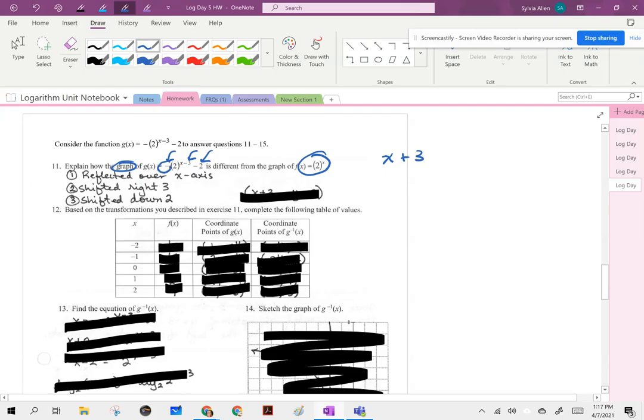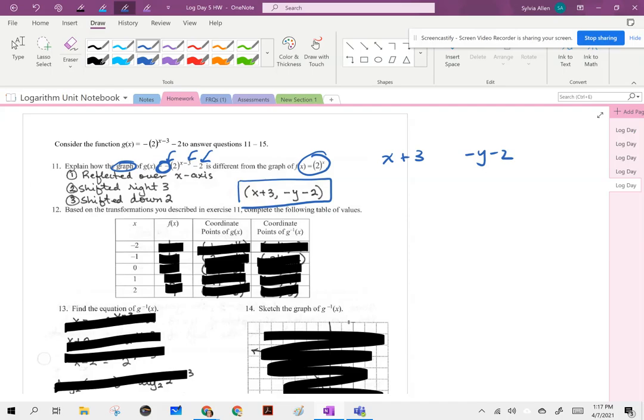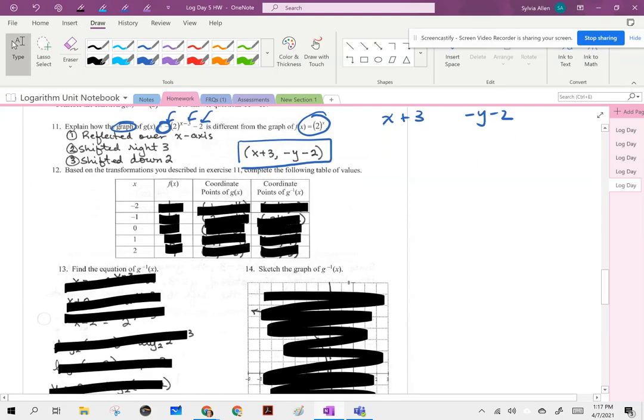And then we are multiplying the y by a -1, and then we are subtracting 2. So this is what we could use to represent how the graph is going to be different. We're taking every x, adding 3, and every y, multiplying by a negative and subtracting 2. Based on the transformations that we described in number 11, complete the table of values. So please do that.